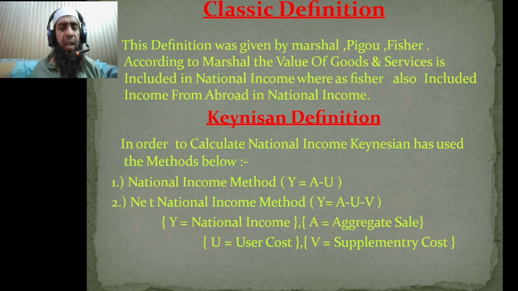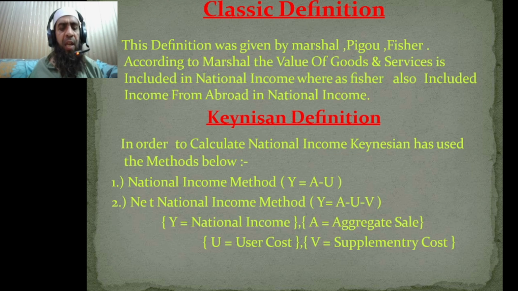First of all is the classic definition. Second is the Keynesian definition, and third one is the modern definition. What is the classic definition? This definition was given by Alfred Marshall, Pigou, and Fisher. According to Marshall, the value of goods and services is included in national income, whereas Fisher also included income from abroad in national income.